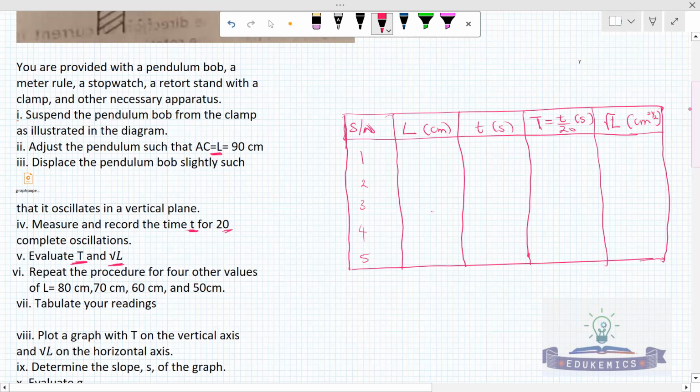There's no minus here, just 1/2. Then you perform the first when the length is 90. You set it into a vertical oscillation, and we need 20 oscillations. Record the time for 20 oscillations. Let's say the time for 20 oscillations is 38 seconds. So the period will be 38 divided by 20.